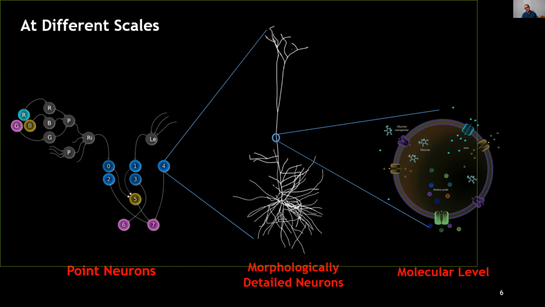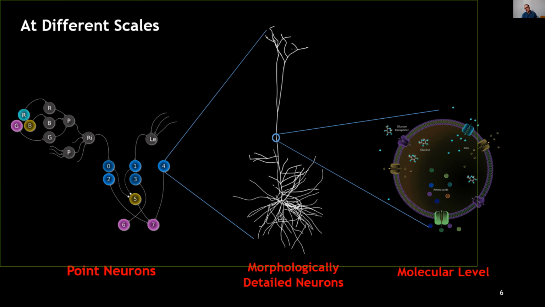And more recently, we've scaled up to what we call a column with about 160,000 cells in 2015, all the way up to the rat neocortex in 2019, which has 10 million cells.